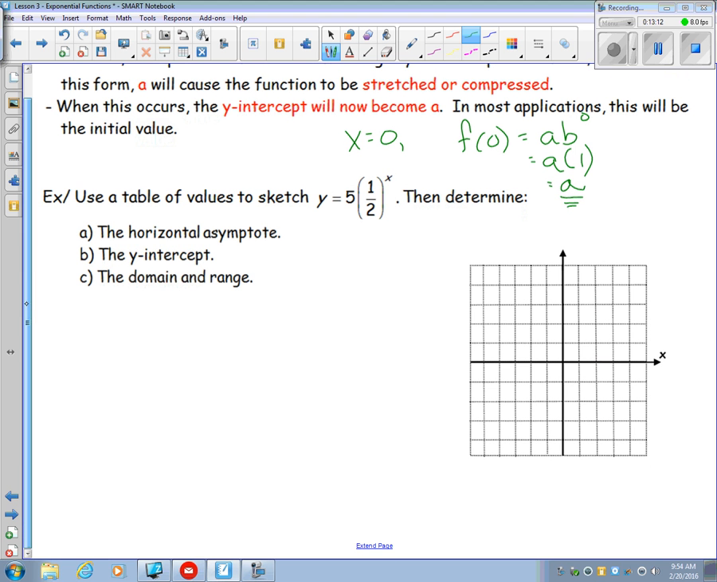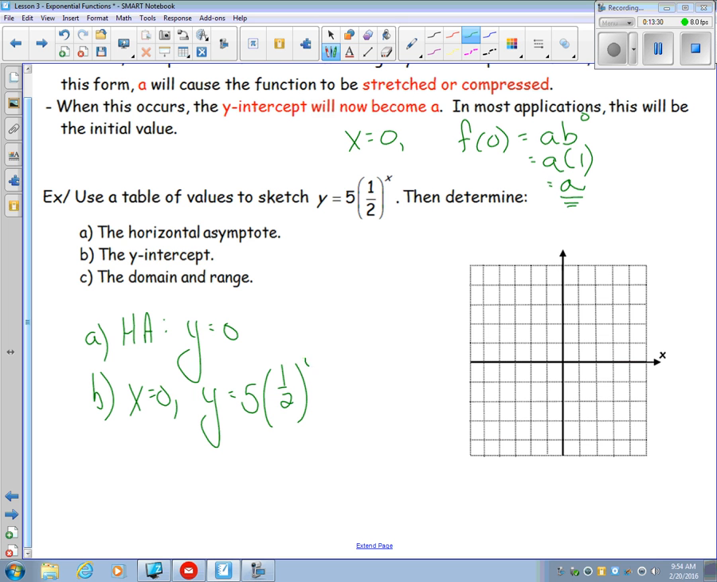Okay, so let's take a look at this one version here. Hey, the horizontal asymptote is not going to change for us. Horizontal asymptote, still y equals 0. Our y-intercept, well, let's see what happens when x is 0. Now, I put in 5 times 1/2 to the power of 0. Half to the 0 is just the value of 1. So my y-intercept is 5. My initial value is 5, which I can look at the equation and tell, but I also proved it mathematically.